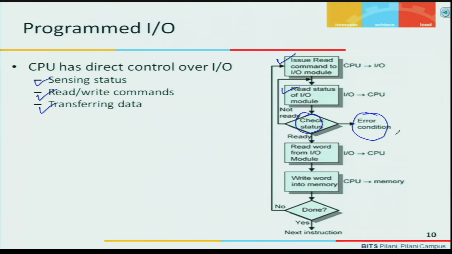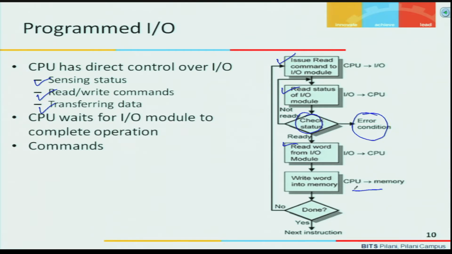But if the status indicates that it's ready, then it will read a word from the I/O module. The interface circuit or module requests the device to get the word, and that word will be put into the data register, and from there the processor will read the word from the module. After fetching the data from the module, that data will be written to the memory. So this completes one operation and then it is ready for the next operation. In the whole process we have seen that the CPU waits for the I/O module to complete the operation.